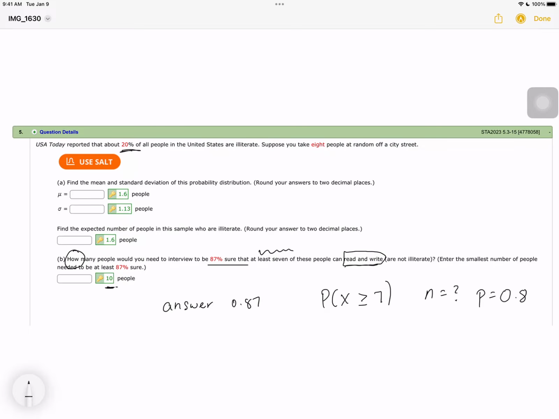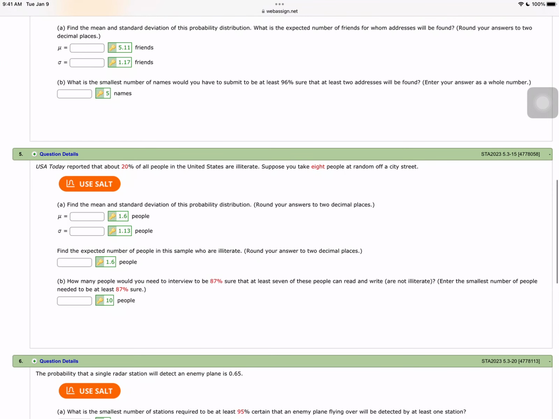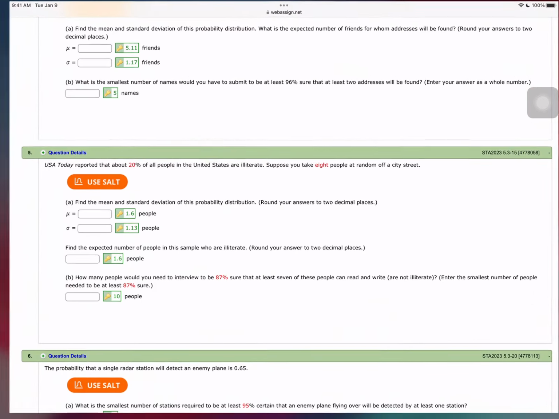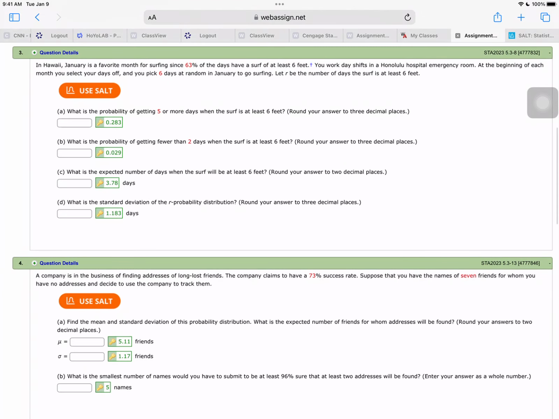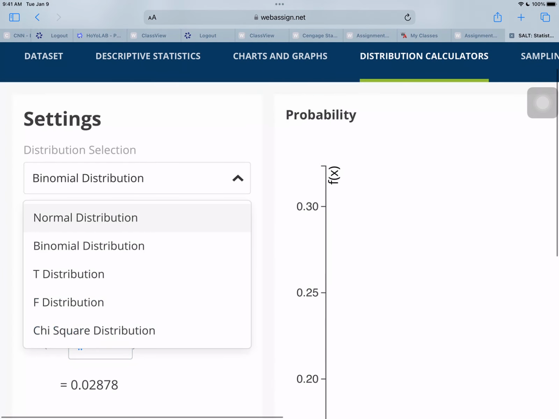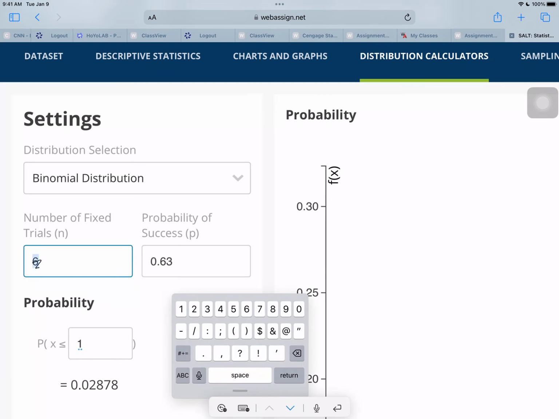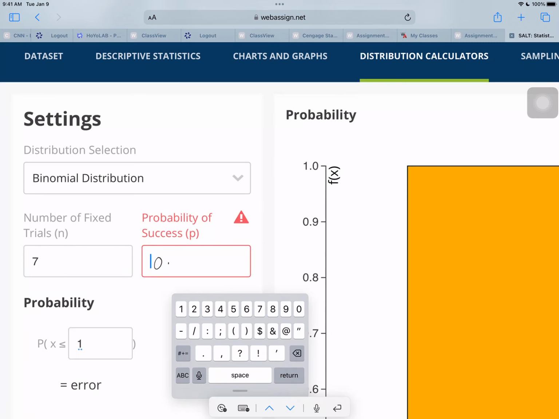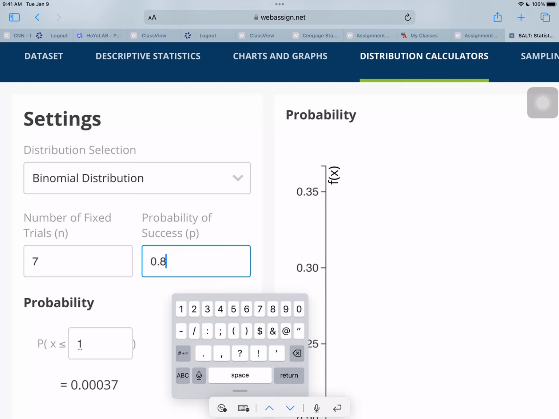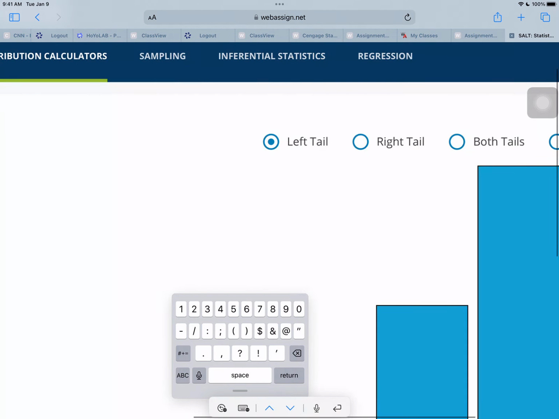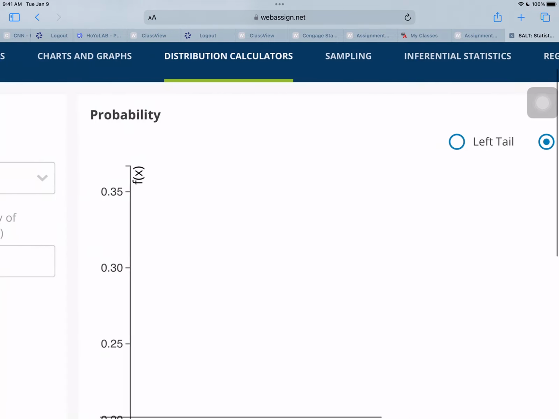So let's go over to our good friend StatCrunch. Again, we have to select binomial distribution. In this case, we're going to start out with a low number. They say they want at least 7 people, so we will start out with 7. And the probability of a success is going to be 80%, 0.8. What we want is greater than or equal to, so we want a right-tailed test.